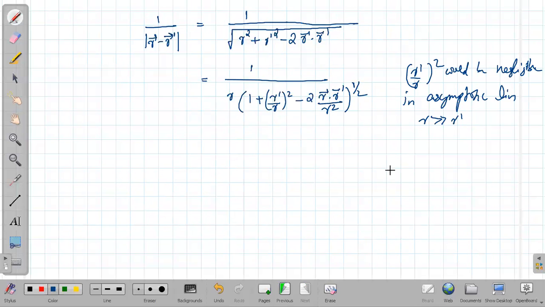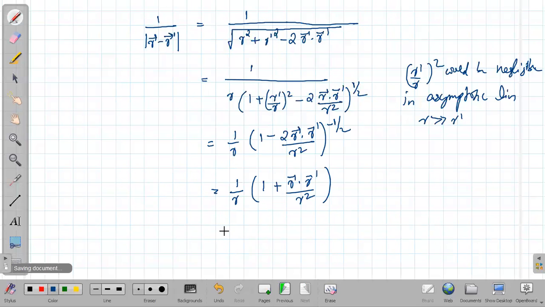So in the asymptotic limit, we can write this expression as 1 upon r times, this can be neglected, so this becomes 1 minus 2 r dot r prime by r square, all raised to minus 1 by 2. So this takes the form 1 upon r times 1 plus r dot r prime by r square. Okay, so now we can take this 1 by r inside the bracket. So there will be two terms. The first term is 1 upon r, and the second term takes the form r dot r prime by r cube.